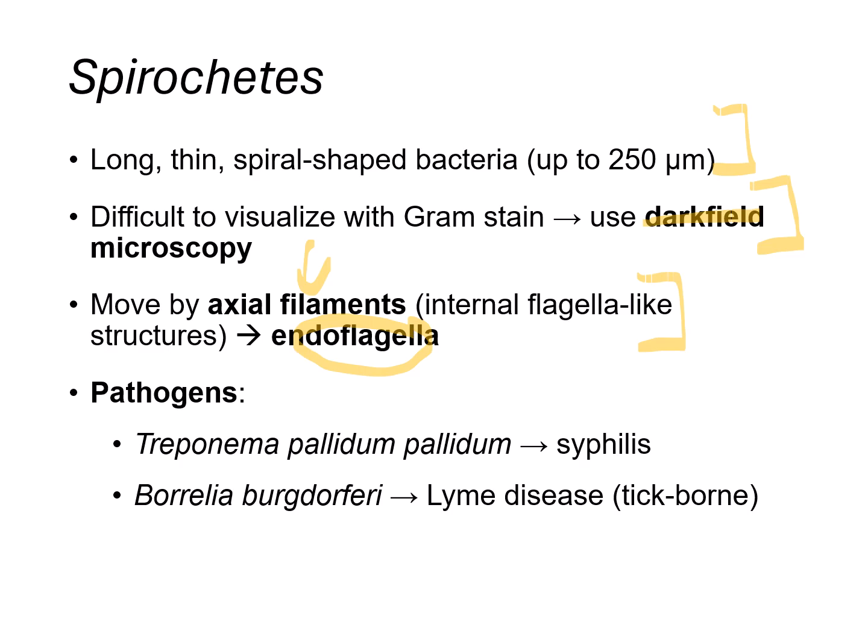Examples of spirochetes that cause disease in humans include Treponema pallidum pallidum. This is the subspecies or the strain, and this causes the sexually transmitted infection syphilis. And another important one is Borrelia burgdorferi, which causes Lyme disease transmitted by ticks.